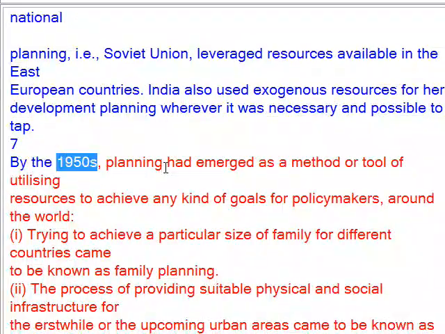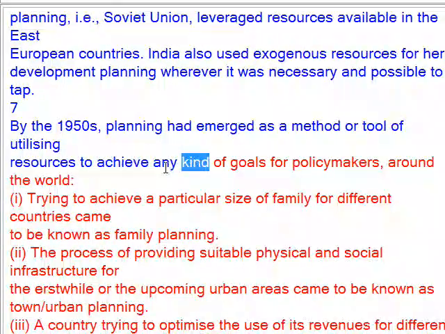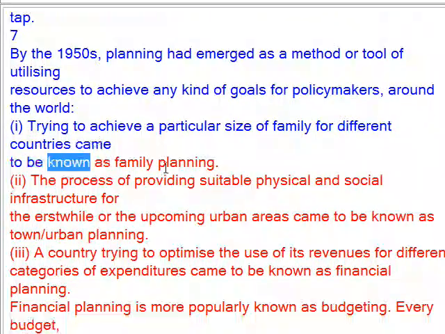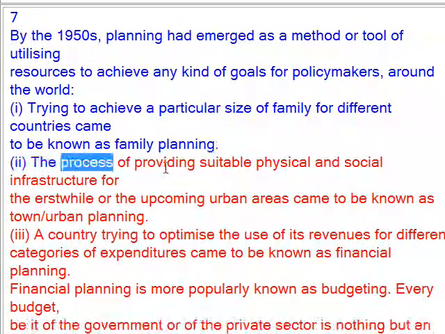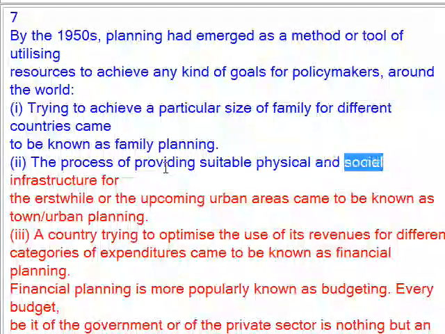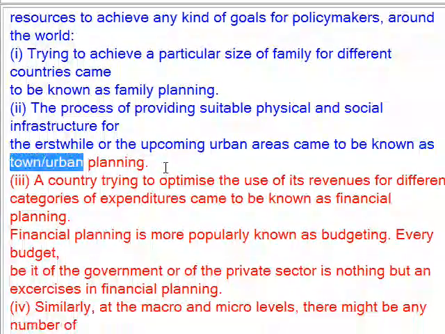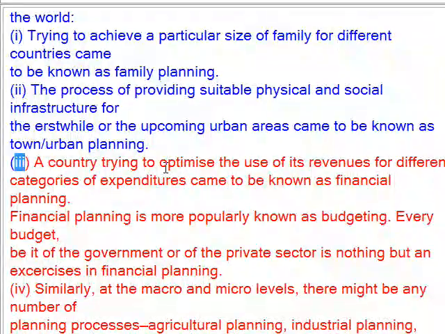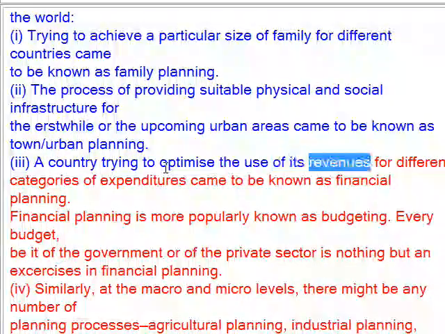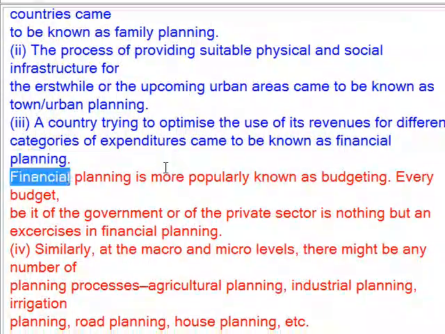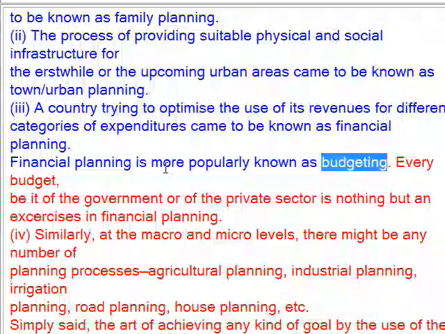7. By the 1950s, planning had emerged as a method or tool of utilizing resources to achieve any kind of goals for policymakers around the world. Trying to achieve a particular size of family for different countries came to be known as family planning. The process of providing suitable physical and social infrastructure for the erstwhile or the upcoming urban areas came to be known as town/urban planning. Country trying to optimize the use of its revenues for different categories of expenditures came to be known as financial planning.